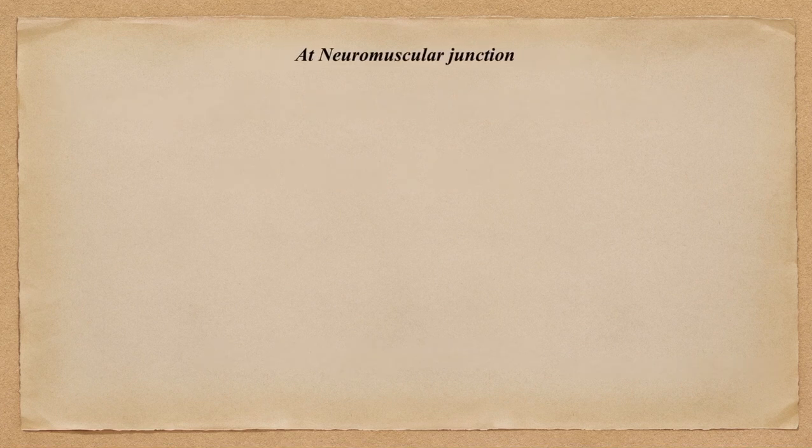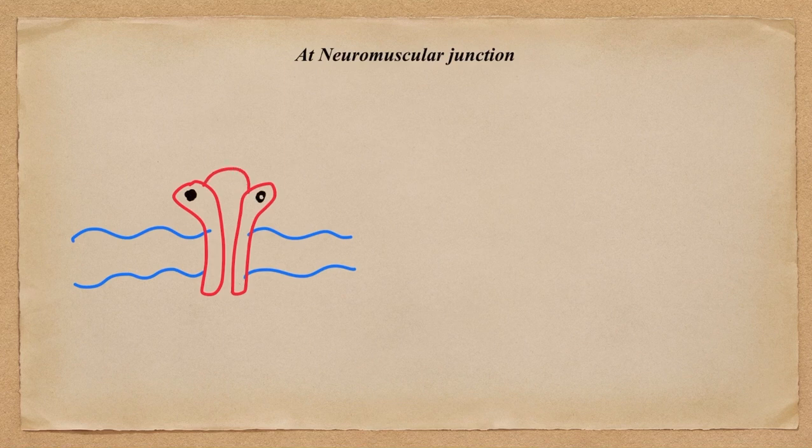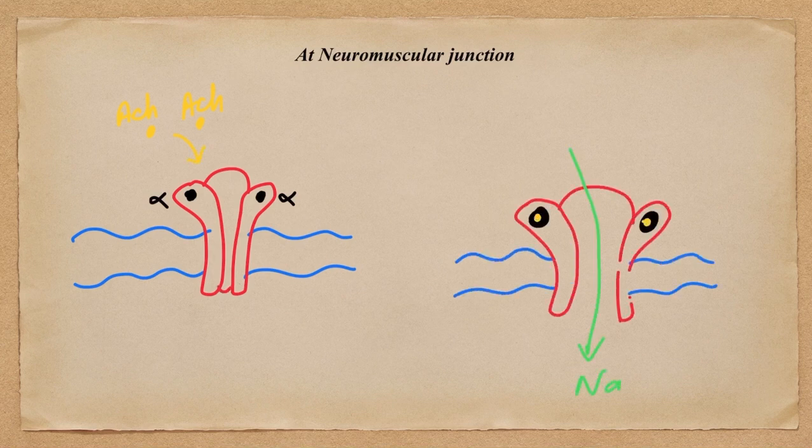As we all know, at the neuromuscular junction, there are acetylcholine receptors. These acetylcholine receptors are made up of 5 subunits in total, out of which there are 2 alpha subunits, and on those 2 alpha subunits, there is a binding site for acetylcholine. So 2 molecules of acetylcholine come and bind over one acetylcholine receptor, causing opening of the channel, resulting in movement of sodium ions inside the muscle membrane, resulting in continuous depolarization.